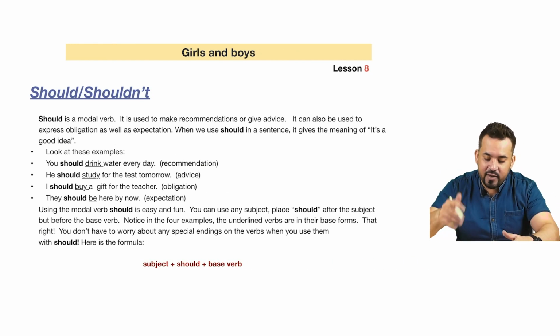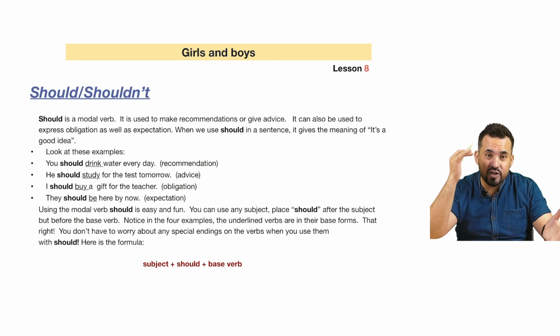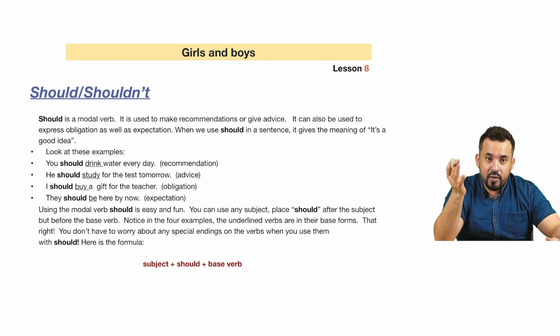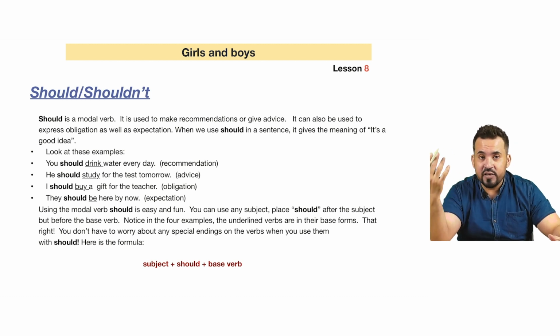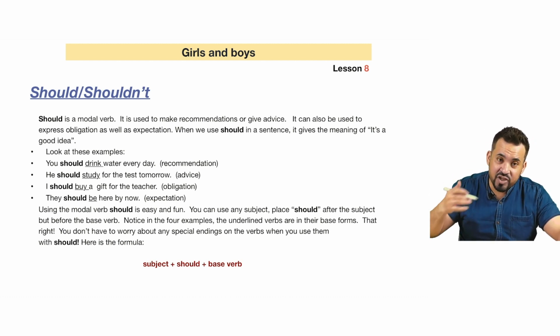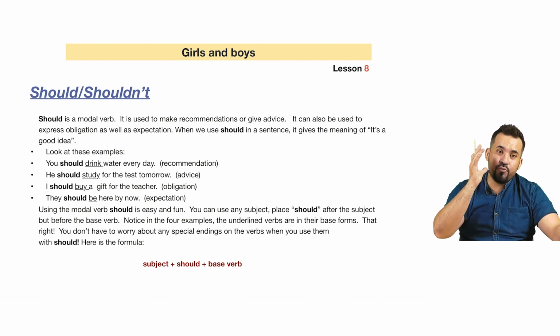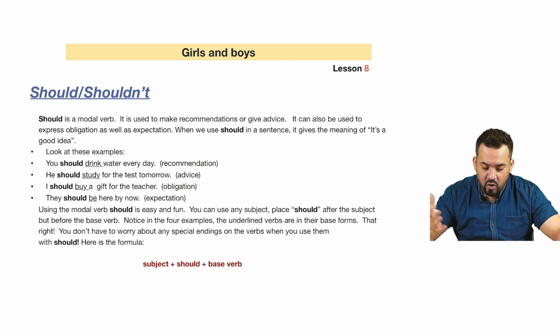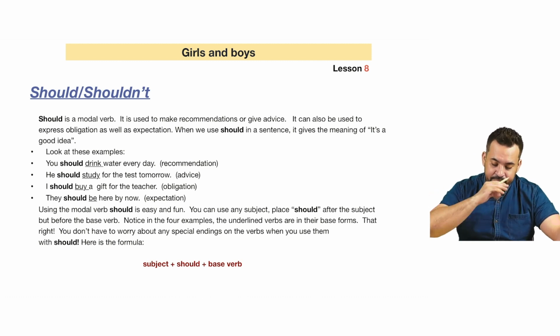All right, now let's take a look at should and shouldn't. Okay, so should is a modal verb. Just like all modals, it's followed by the base form of the verb, no additions. The base form is also called the zero form of the verb. A modal verb like should is used to make a recommendation or give advice. So should is to recommend something or give advice to somebody. It can also be used to express obligation and expectations.